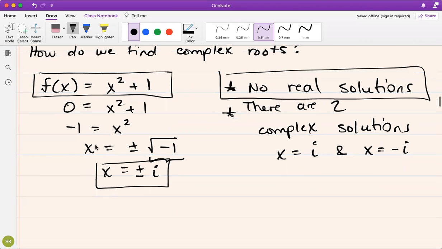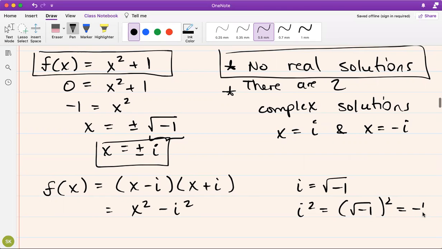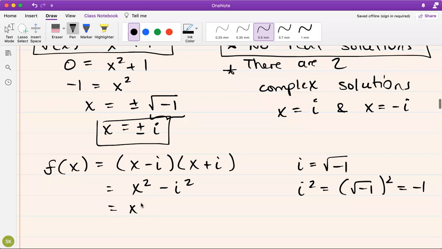And before we said this was not factorable, but it actually is factorable over the complex numbers. This factors into x minus i and x plus i. And if you want to double check that this factorization is correct, you FOIL this. And if you FOIL it, you'll get x squared minus i squared. And since i is the square root of negative 1, if you square this, you'll get negative 1. And so this is equal to x squared minus a negative 1, which is x squared plus 1, because you can switch these.